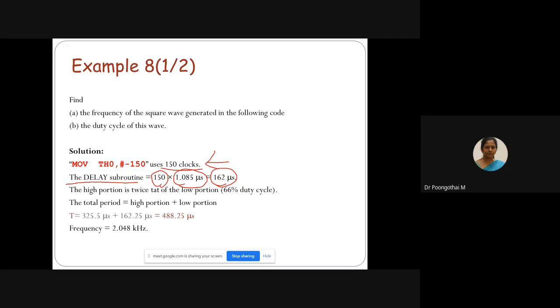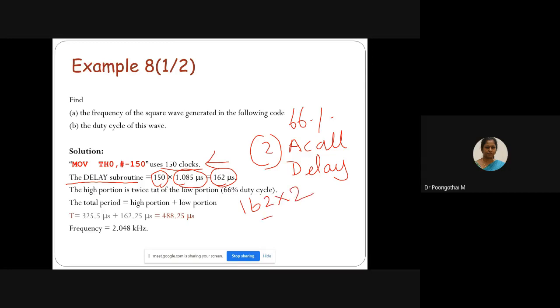And according to the program, your higher portion is twice that of the lower one. So they have used a call delay routine. 2 times the delay is called. So we have 66% duty cycle for your on period. So multiply this 162 by 2 for duty cycle calculation.